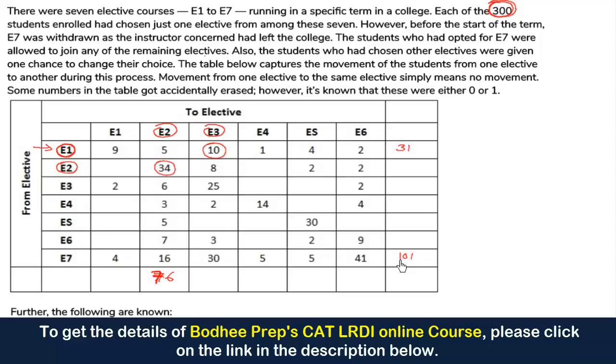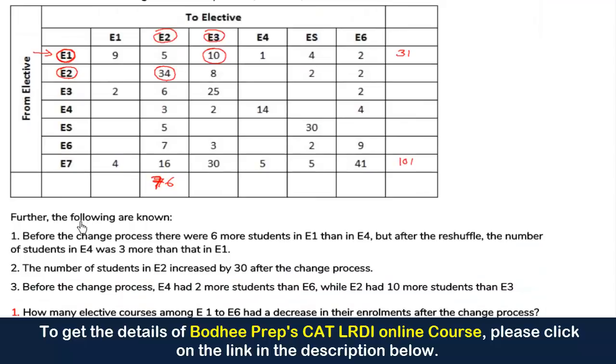I am repeating it deliberately just to make you understand what the table says, and how we have to deduce those things, right? Now let's come to the further information which is given. So further it says that there are three conditions given.